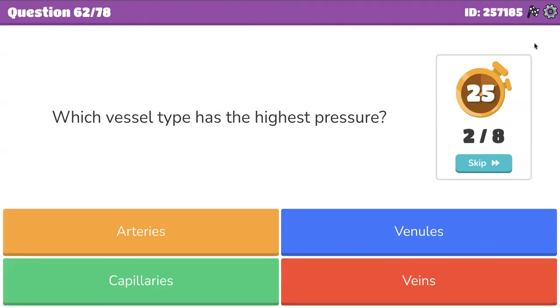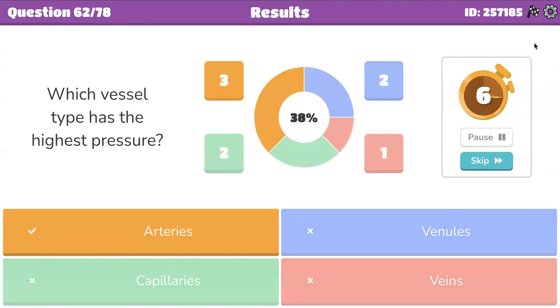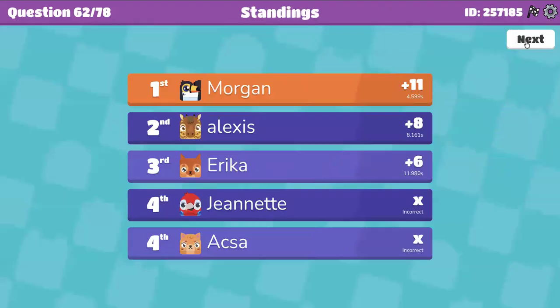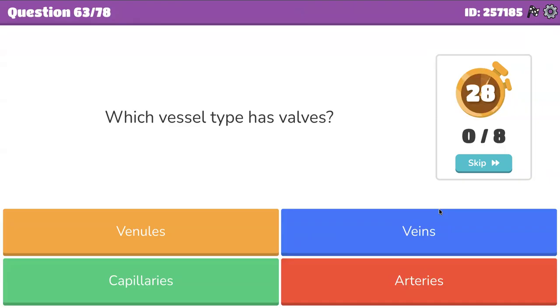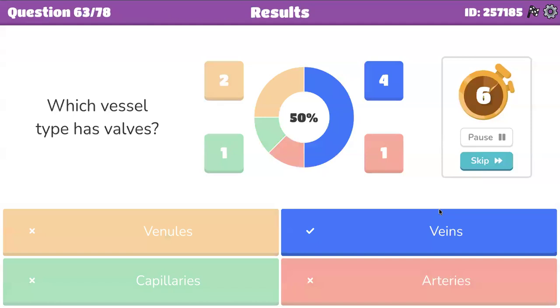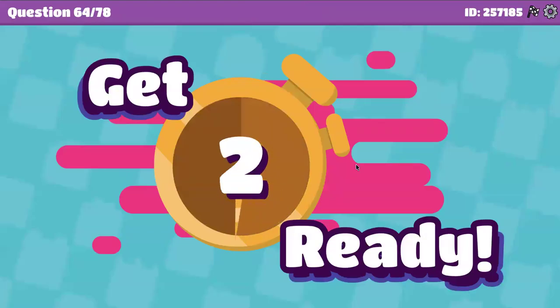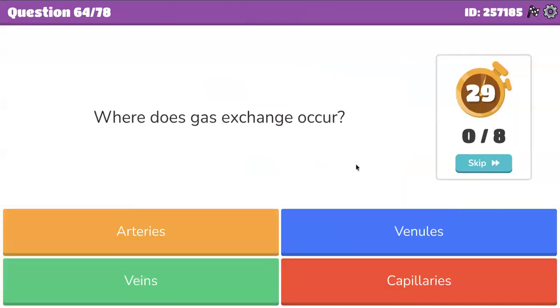Which vessel type has the highest pressure? We talked about this earlier. I hope you guys remember. It's to get all the blood to all of our organs. It's our arteries. Our veins don't have much pressure, which is why the valves are important and moving around is important. Which vessel types have valves? I just said it earlier. Yeah, they are veins. Arteries don't have any valves because they're super pressurized to get the blood flow going.